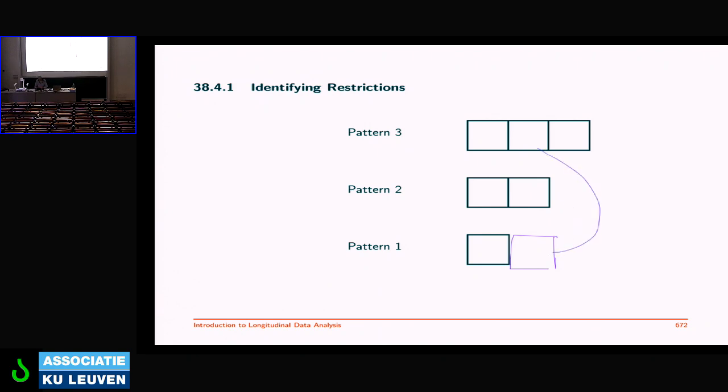CCMV goes to pattern 3. And ACMV goes to a combination of 2 and 3. That's a way to think about it. Everything else, it's a simple setting, is identified from the completers here.